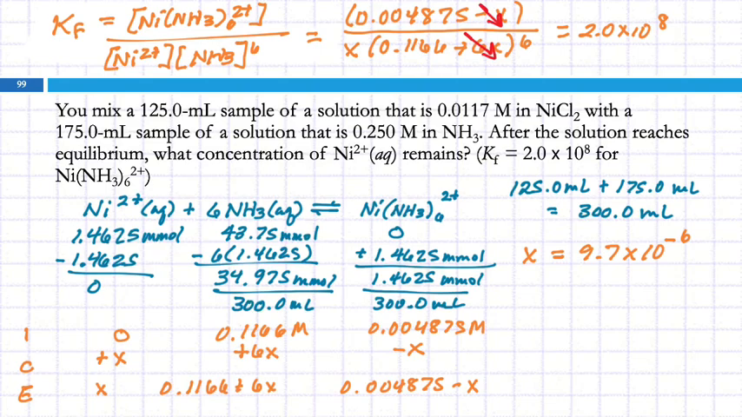So what does x represent? X represents the nickel concentration, right? We could use it to find these out, but x is small, so adding or subtracting it isn't actually going to make any difference. But our nickel concentration is expected to be 9.7 times 10 to the minus 6 molar.